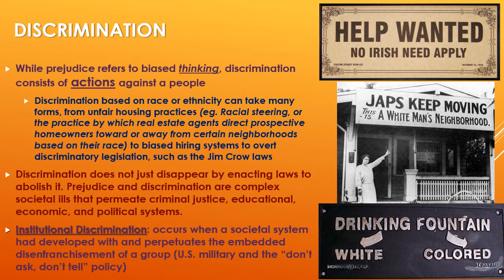While prejudice refers to biased thinking, discrimination consists of actions against a people. Discrimination based on race or ethnicity can take many forms, from unfair housing practices. For example, there's a practice referred to as racial steering, which is a practice where real estate agents will direct prospective home buyers toward or away from certain neighborhoods based on their race.